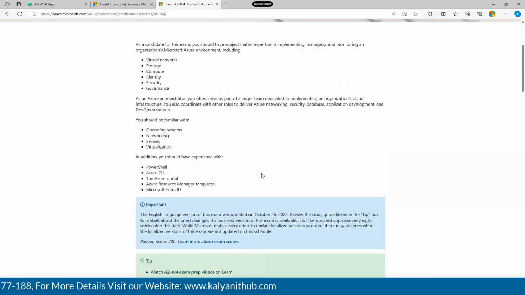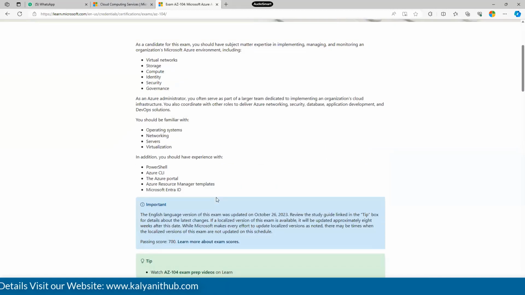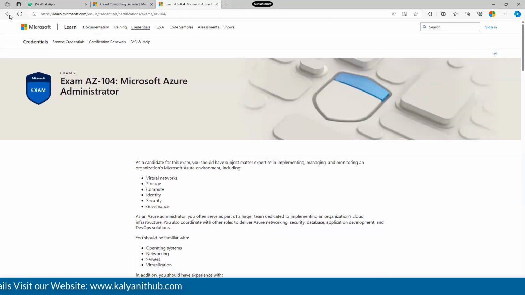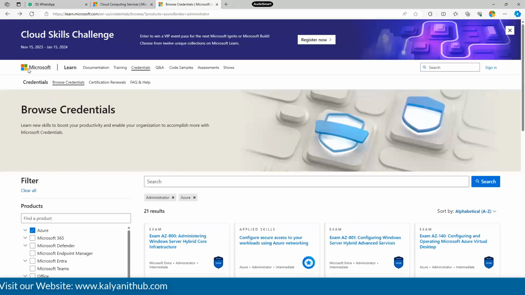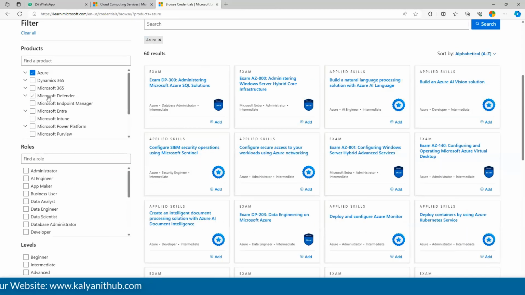Coming to the syllabus, directly they have provided virtual network, storage, compute, identity, security, and governance. This is the syllabus for administration. Now, when I go for architect.